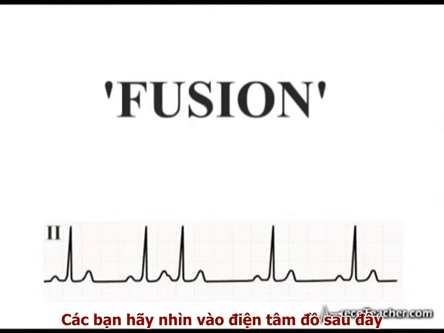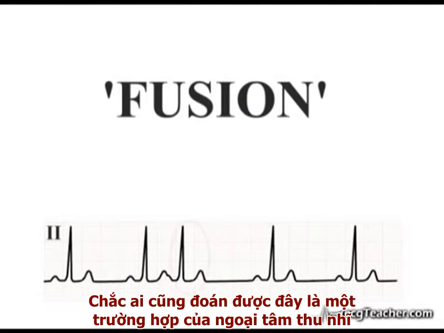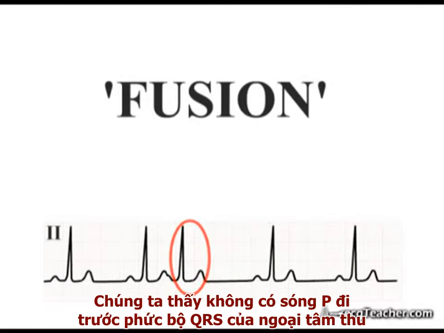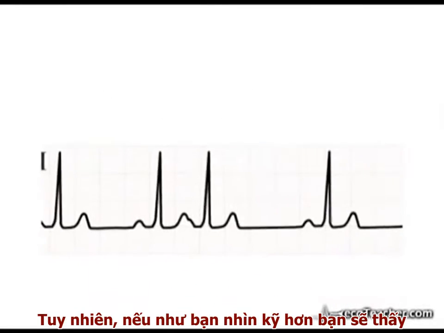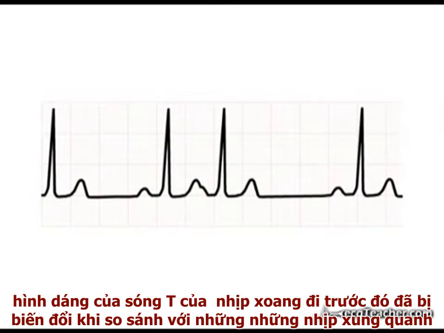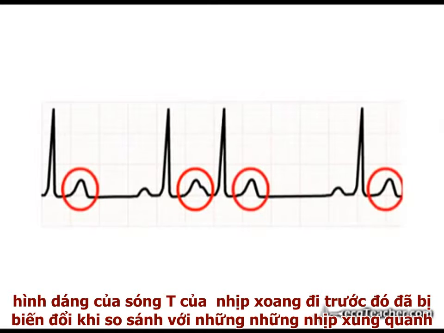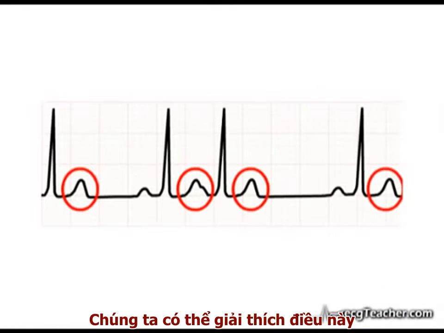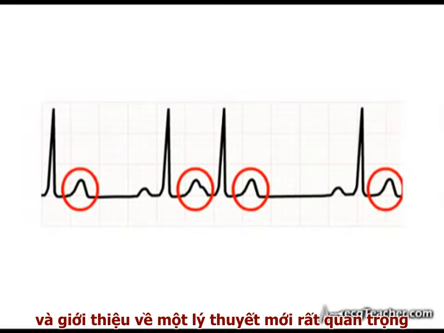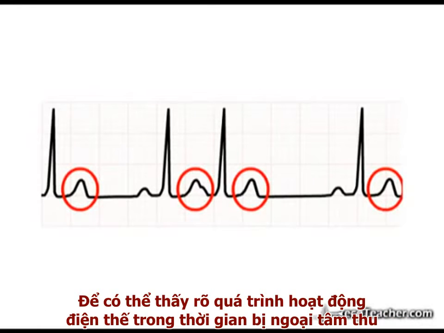Looking at this rhythm strip, we note the presence of a premature atrial contraction, and at first glance there does not appear to be any P-wave deflection associated with the ectopic event. However, if you look closely, you will see that the morphology of the T-wave associated with the preceding sinus beat is altered compared to those around it. We can explain this and introduce an important concept by watching events in the heart around the time of the ectopic.